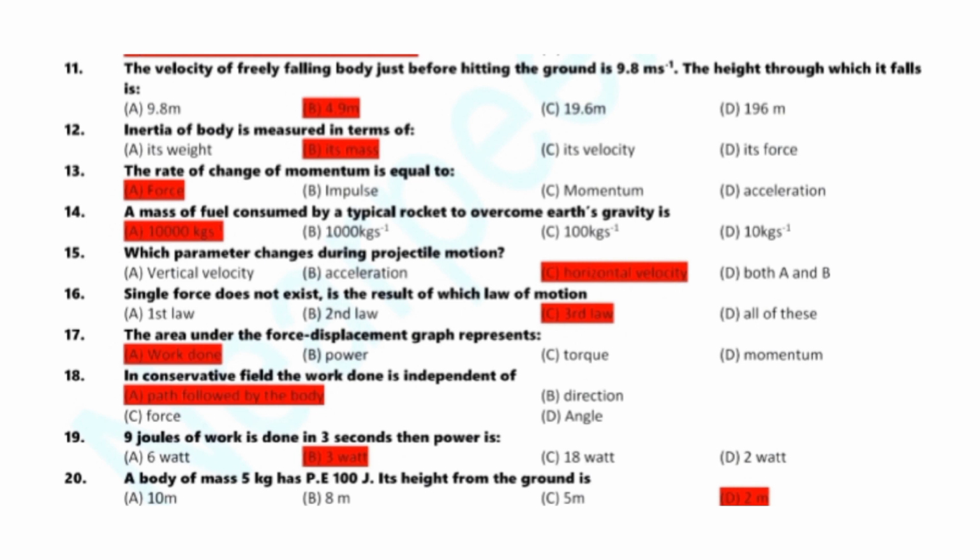In a conservative field, the work done is independent of path followed by the body. 9 joules of work is done in 3 seconds, then power is 3 watt. A body of mass 5 kg has potential energy 100 joule. Its height from the ground is 2 meter.